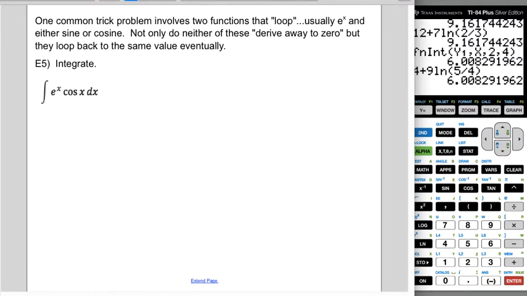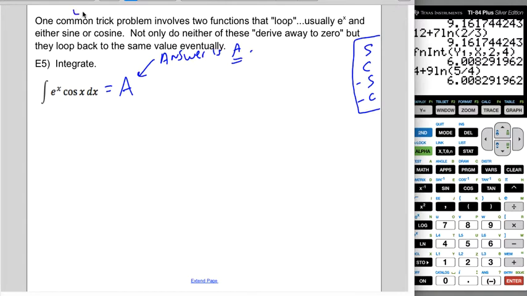So one really common trick problem involves two functions that loop. That's usually e to the x with either sine or cosine, because we even make a list of how cosine and sine loop all the time, and e to the x always loops back to itself. So when you see this e to the x cosine of x, it is parts, but it's tricky. So what I'm going to do is call this a for answer. So my answer is a. It'll make some more sense in a second.